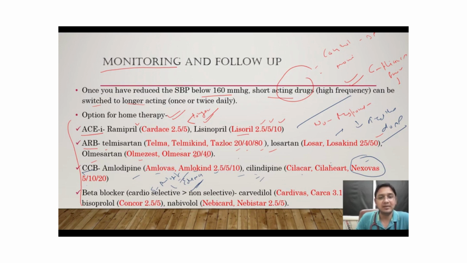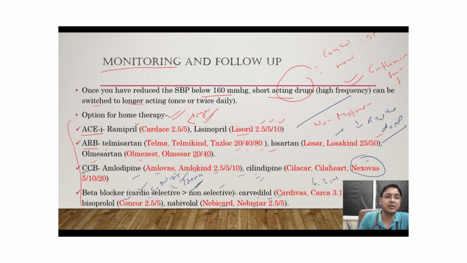Beta blockers we have as a very good category. If the patient is a cardiac patient, then we need to give these, they are a very good category. So cardioselective beta blockers are preferred over non-selective. And we have carvedilol, bisoprolol, and nebivolol. Carvedilol we have Cardivas 3.125 or 6.25 milligram. For nebivolol we have Nebicard or Nebistar 2.5 or 5, or for bisoprolol we have Concor 2.5 or 5. These are the brand names with their strength available in the market. You can start with these drugs.